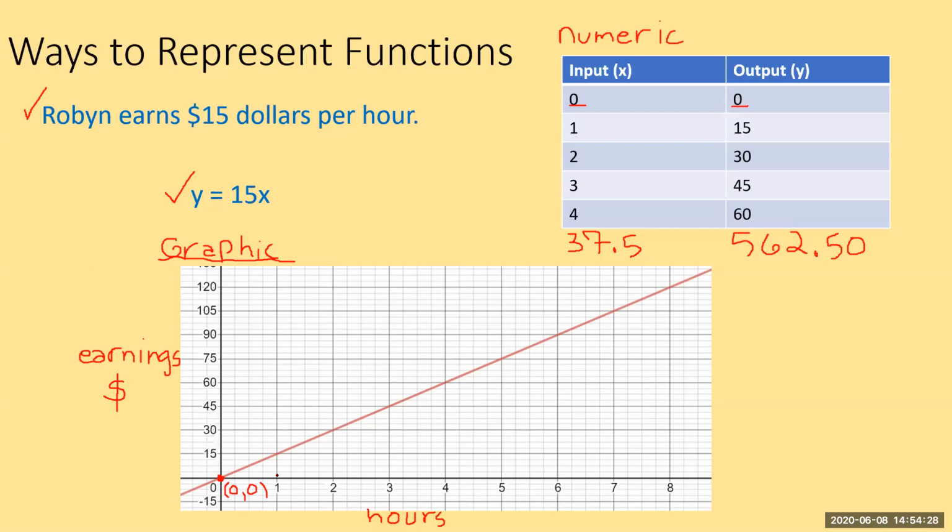We also know that if she works for 1 hour, she's going to make $15. That's why we've got this point (1, 15) that lies along our graph. And we know that if she works for 2 hours, she's going to make $30. So we've got this point that lies at (2, 30).